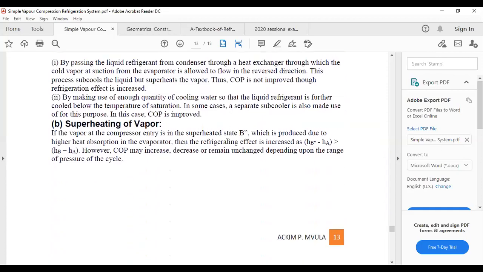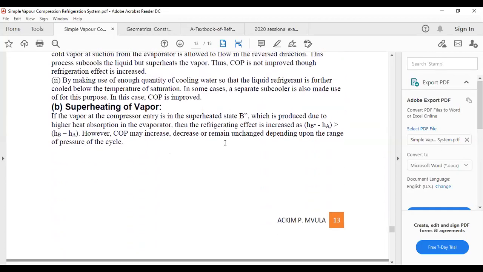Okay. So what is the impact of superheating? You superheat the refrigerant before it leaves the evaporator.